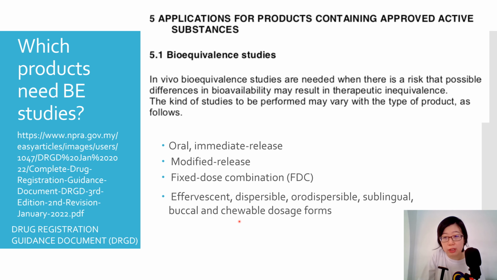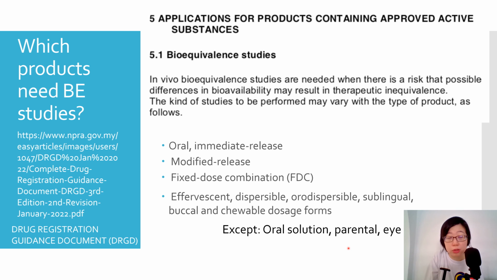The fourth category is all the newer forms of drug delivery formats, even though they are oral drugs, so it can be effervescent, dispersible, orodispersible, sublingual, buccal, and also chewable dosage forms. The coverage of BE studies is getting wider, but bear in mind that there are a lot of exceptions, like if it's an oral solution, it's out of the list, or parenteral, or eye drops, and so on. When we look at these four main categories, they're all oral dosage forms.